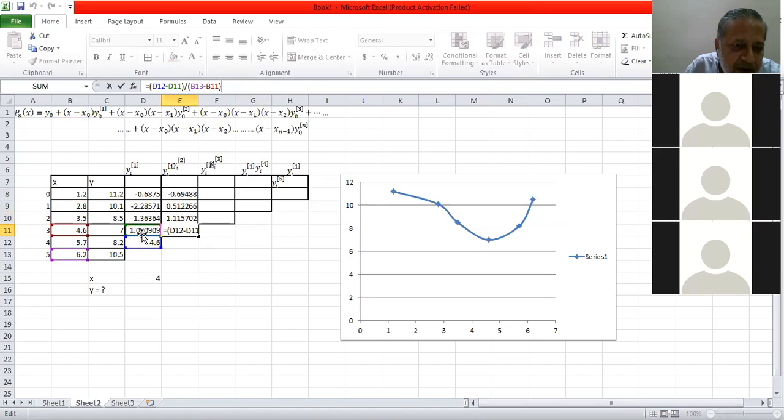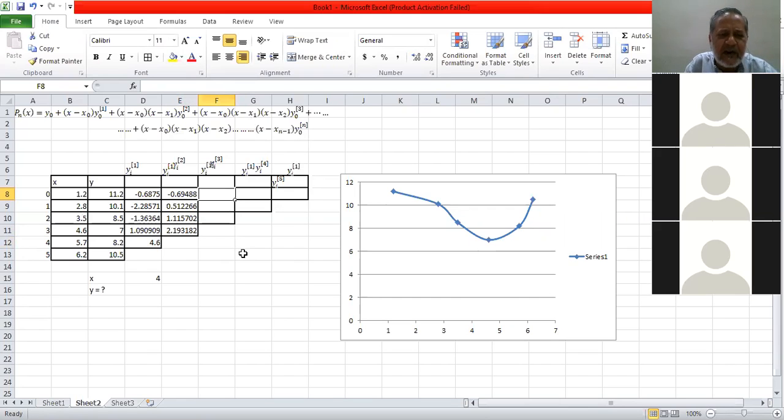D12 minus D11 divided by the range of X values, 6.2 minus 4.6 or cell B13 minus B11. In this way, I can construct the third order divide difference whether I need it or not. I am just trying to make you understand the divide difference table कैसे बनती.